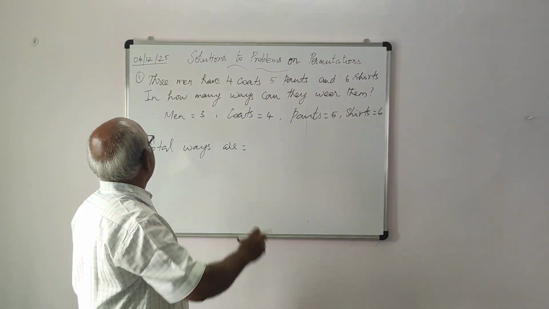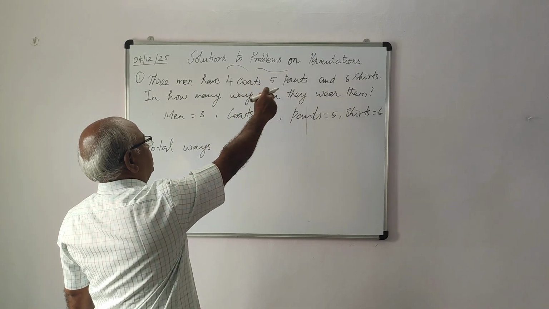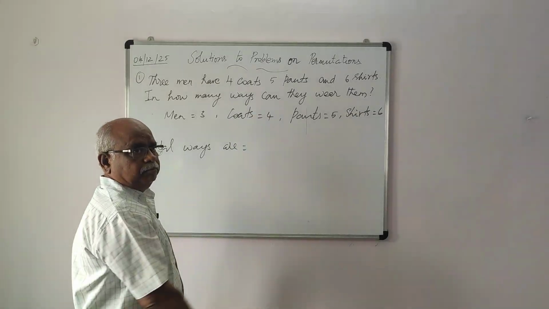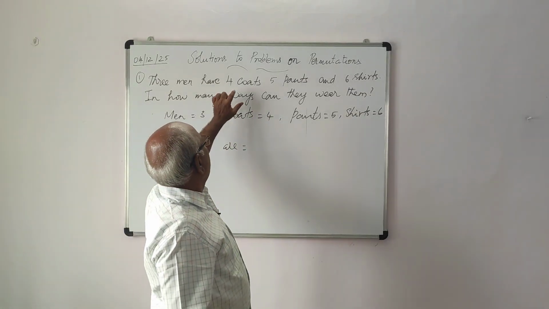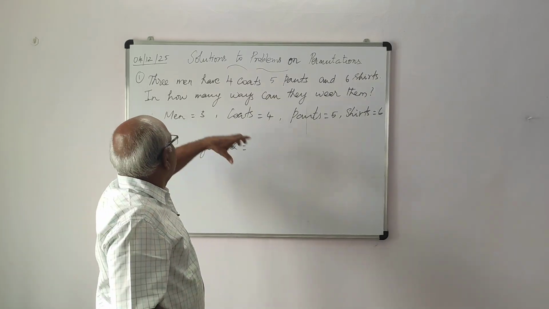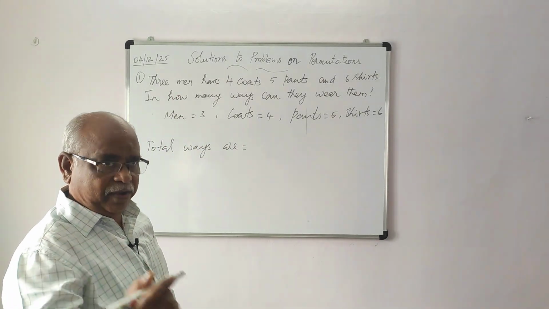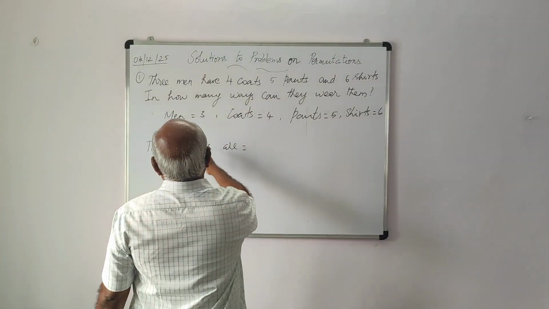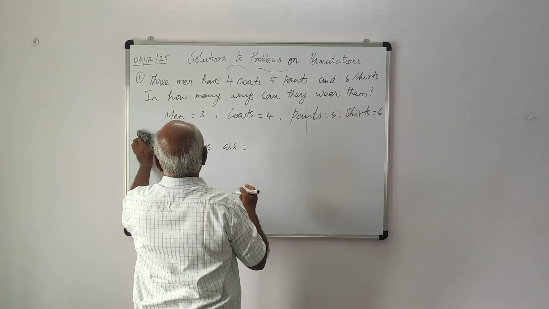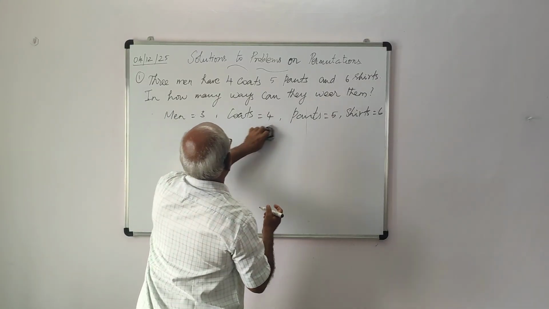The first problem is: 3 men have 4 coats, 5 pants and 6 shirts. In how many ways can they wear them? 4 coats, 5 pants and 6 shirts to be worn by 3 men. In how many ways can they wear them? See, total men are 3.